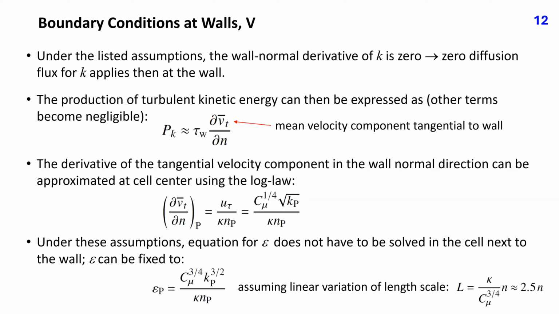The derivative of the tangential velocity component in the wall normal direction can be approximated at cell center using the log law by the following expression. Under these assumptions, the equation for epsilon does not have to be solved in the cell next to the wall. Epsilon can be fixed to the value given by this expression, which is obtained by assuming a linear variation of the length scale with wall distance, L equal 2.5 n.